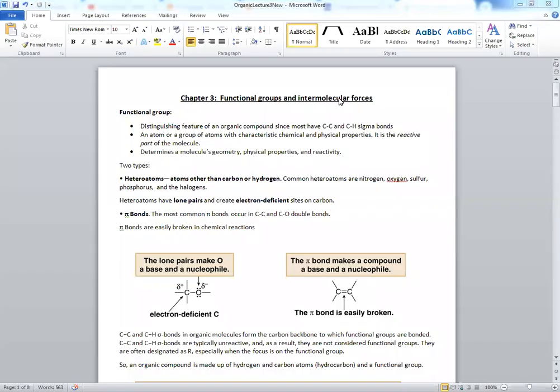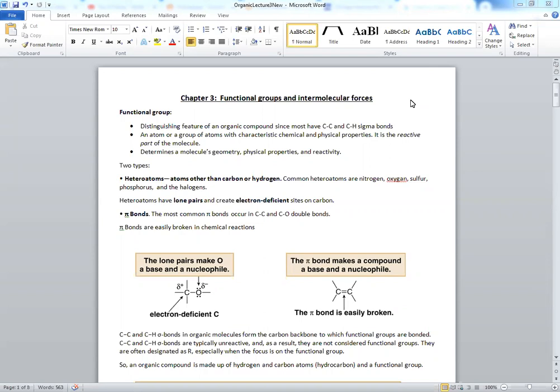How are organic molecules different from each other? What distinguishes one molecule from another? If they all had C-C, C-H bonds, carbon, carbon, carbon, hydrogen bonds. Well, the only distinguishing feature here is functional groups. So functional groups could be atoms or groups of atoms that come with different characteristic chemical and physical properties.